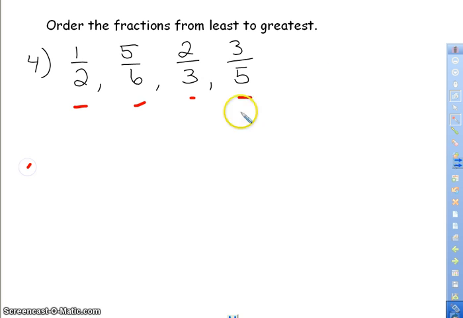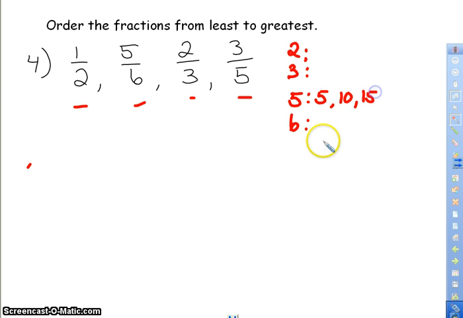So I'm going to find it for 2, 3, 5, and 6, and some of you may already know what it is. I'm actually going to start with the bigger numbers and go out 3. So 5 times 1 is 5. 5 times 2 is 10. 5 times 3 is 15. For the 6, 6 times 1 is 6. 6 times 2 is 12. 6 times 3 is 18. I have nothing that matches, so I'm going to continue.